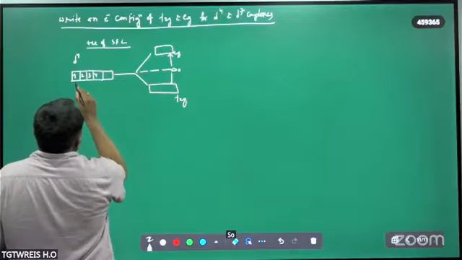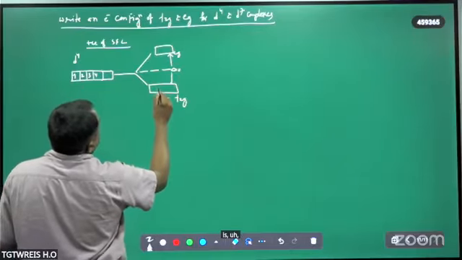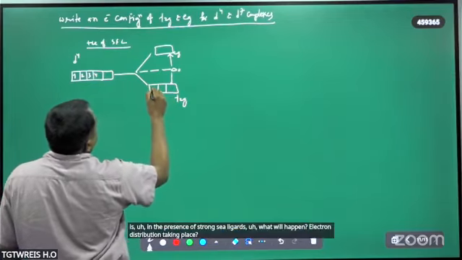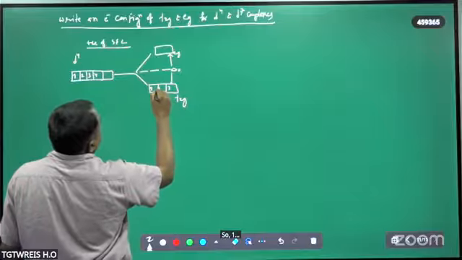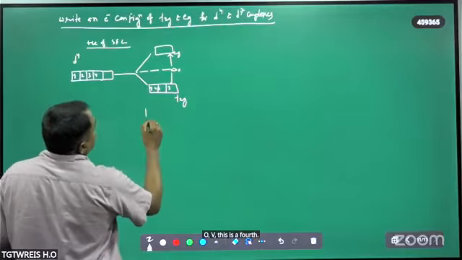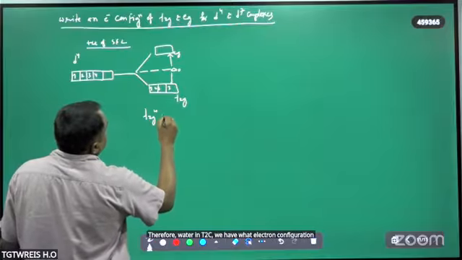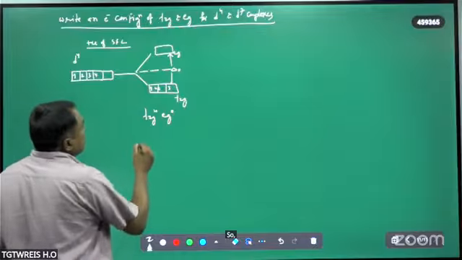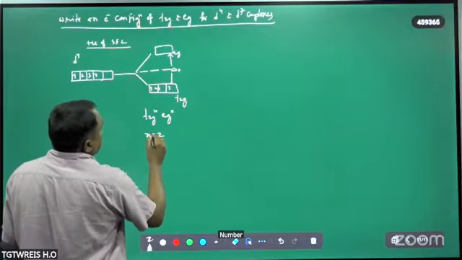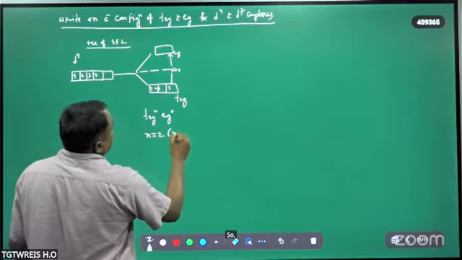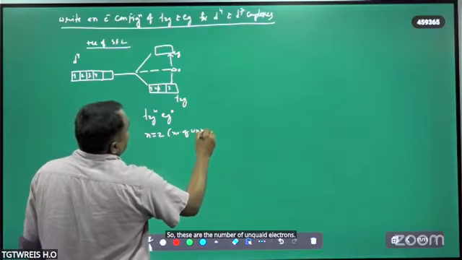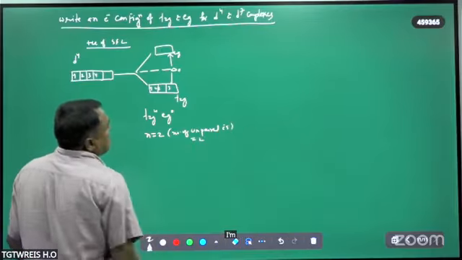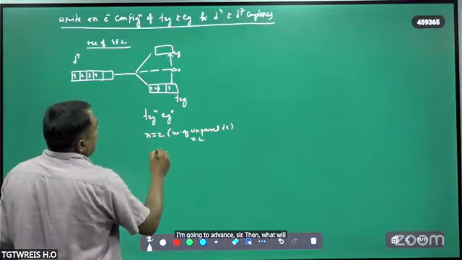Here, in the presence of strong field ligands, what will happen? Electron distribution takes place, again by Hund's rule. So 1, 2, 3, and this is the fourth. Therefore, in T2G we have the electron configuration T2G 4 and EG 0 in this case. So the number of unpaired electrons is 2. If unpaired electrons are there, this will be paramagnetic.